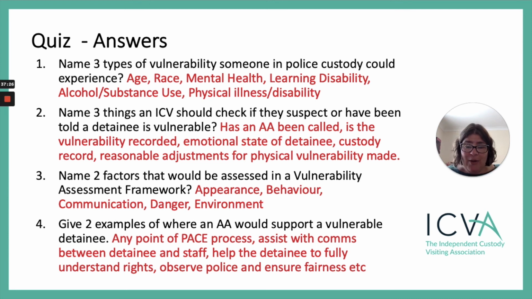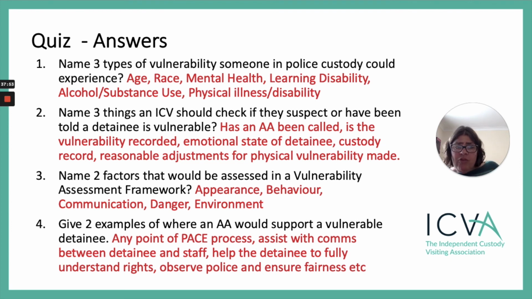And finally, on question 4, give 2 examples of where an AA would support a vulnerable detainee. So that's at any point of the PACE process, assist with comms between detainee and staff, help the detainee to fully understand the rights, observe police and ensure fairness. So there's lots of things. And again, you might have come up with others for that. But I'm sure you have all done incredibly well on the quiz.